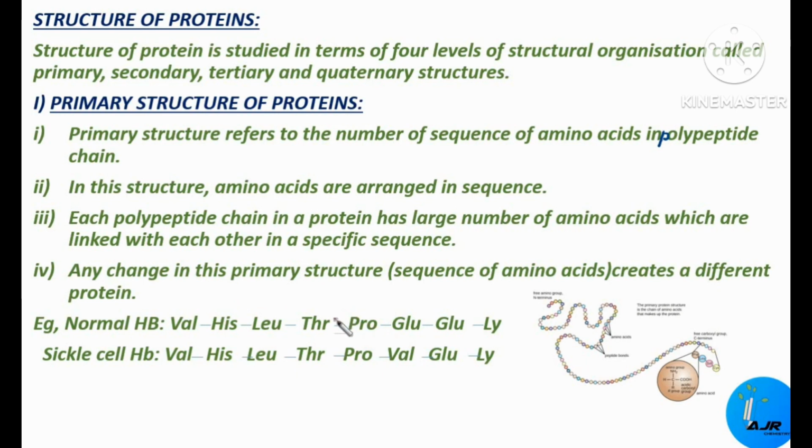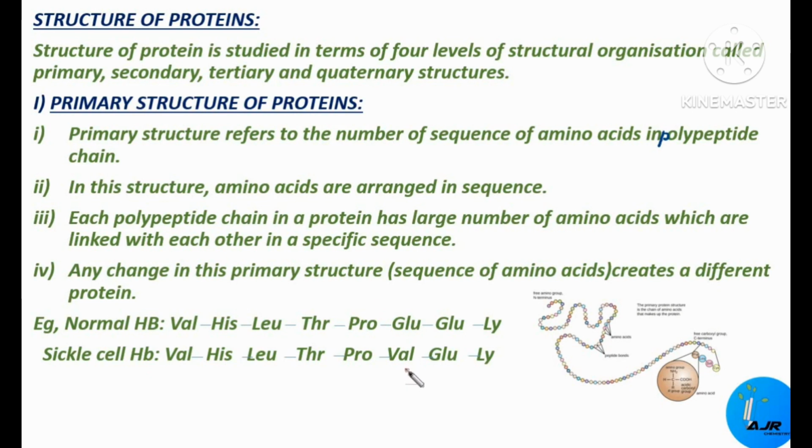For example, take hemoglobin. I have given normal hemoglobin, with this specific sequential arrangement of amino acids. The first one is valine, and the next one is histidine. This is leucine, this is threonine, proline, glutamine, lysine. Now we are changing: instead of glutamine, we are substituting valine. So there is a small change.